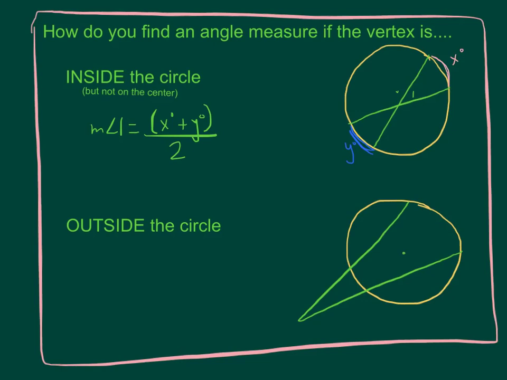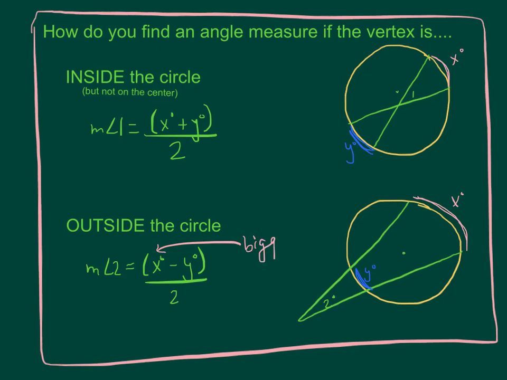Now what if you wanted to find, let's call this angle 2? How would you find that one? Well, this one's a little trickier. But again, what if I gave you this arc measure, which I'll call x degrees, and this other arc measure, which I'll call y degrees? Now this one's kind of important, the order. The measure of angle 2 is equal to x degrees minus y degrees divided by 2, with a special note that this is the bigger arc. And that's how you would find either angle 1 or angle 2.